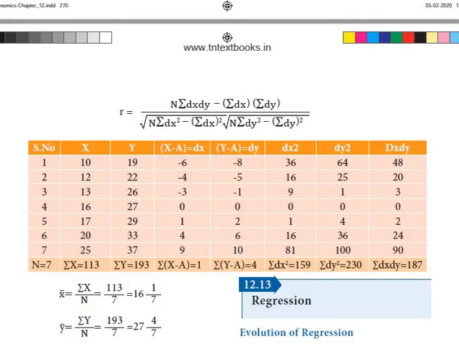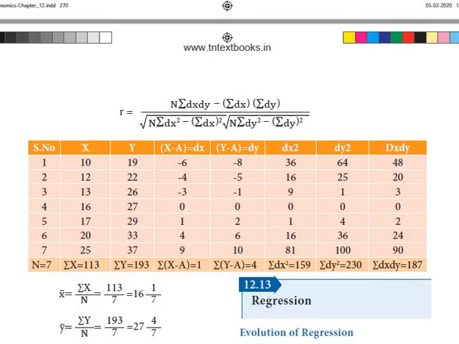Then you have to square the dx values. So in the sixth column, you write down the squares of dx. Minus 6 square is 36, minus 4 square is 16, minus 3 square is 9, 0 square 0, 1 square 1, 4 square 16 and 9 square 81. Then you give the total of dx square. Then in the seventh column give the dy square. Minus 8 square is 64, minus 5 square is 25, minus 1 square is 1, 0 square 0, 2 square 4, 6 square 36 and 10 square 100.